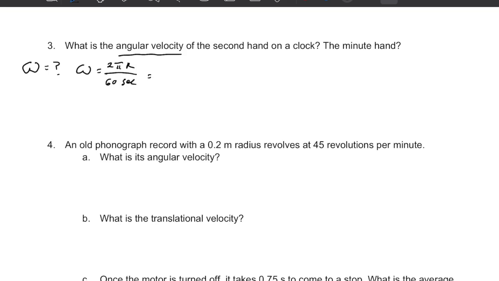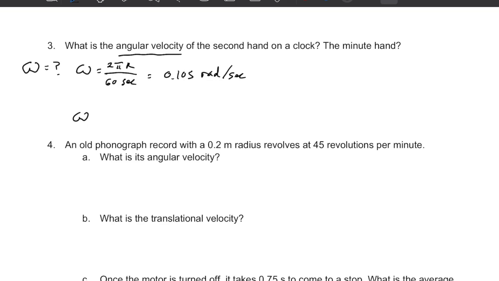It goes all the way around. And how long does that take? 60 seconds. So we take our 2 pi and divide by 60, leaving the radians and the seconds alone because those are the units that we desire. 2 pi divided by 60 would give us 0.105 radians per second.